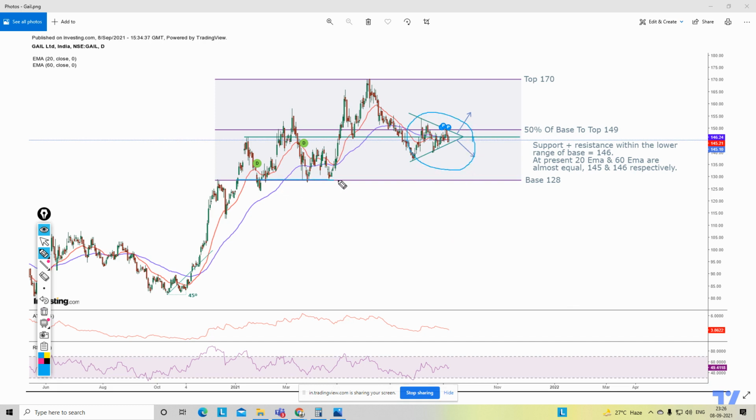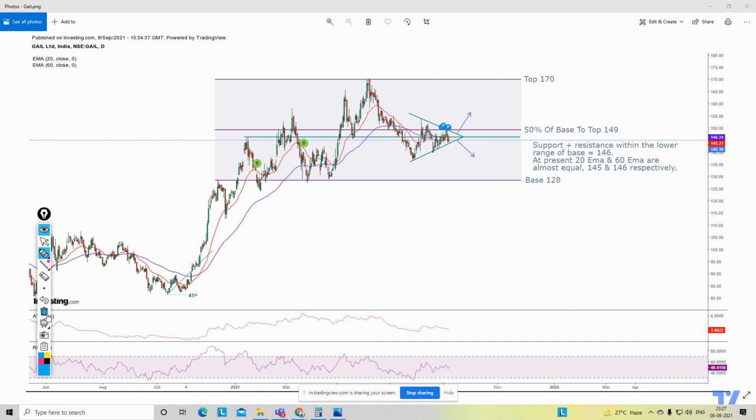However, if you look at the base and the top of GAIL, the base is at 128 and the top is at 170. Now, this entire trading range has been quite long, right? In this whole year, GAIL is trading in this range, which is 128 and 170. So, if we consider that, the 50% of the entire trading range of GAIL is coming at 149.